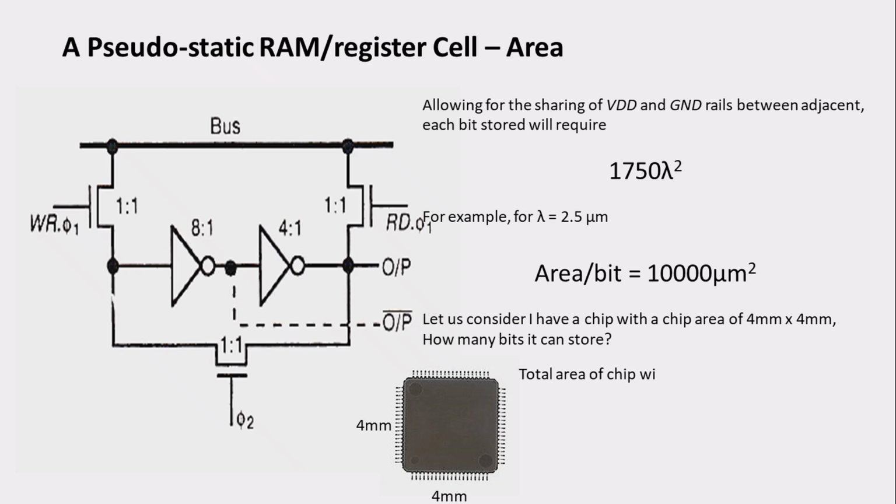In order to store, the total area will be 16 mm square. So if you divide this by 10,000, so that is going to be what? It is going to be 1.6, I guess. So 1250, so it is going to be 1.4 kilobits.